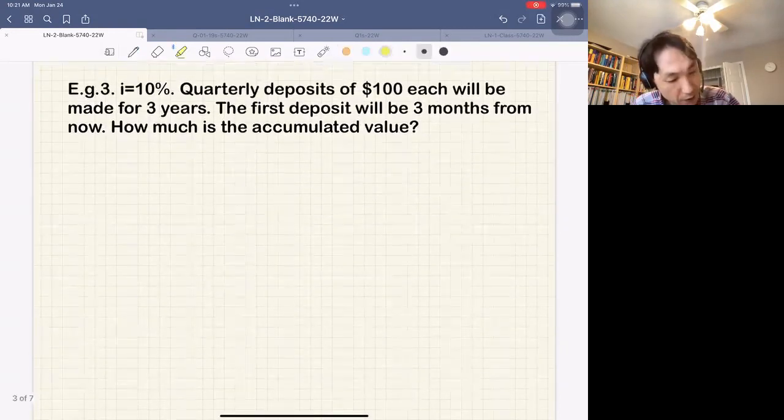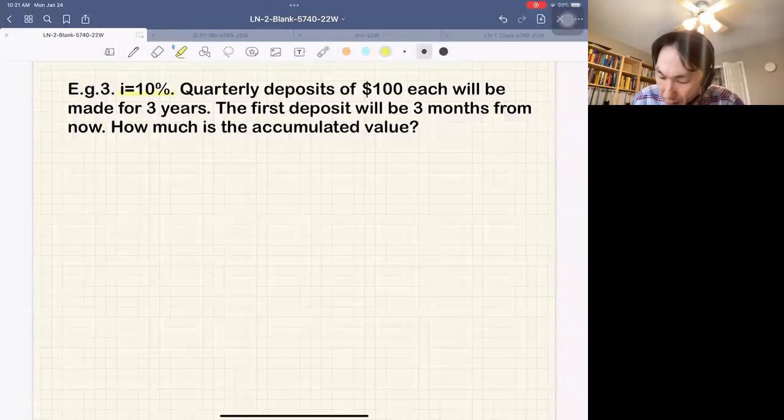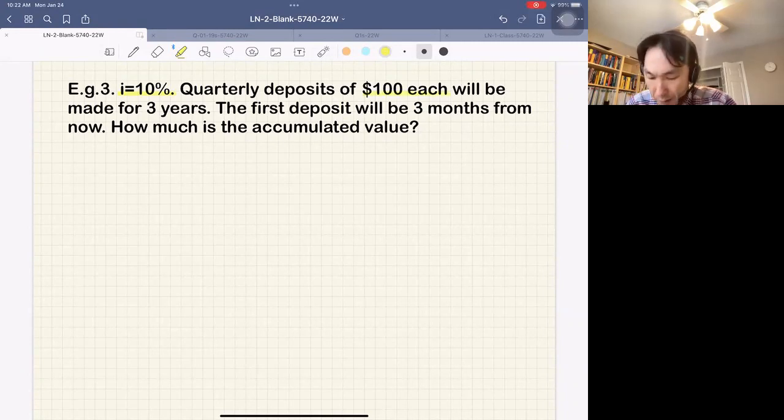Okay, so next, example 3. Suppose the annual effective interest is 10%. And quarterly deposits of $100 each will be made for 3 years. So how many deposits? Quarterly deposits for 3 years. So 12 deposits. The first deposit will be 3 months from now. How much is the accumulated value?